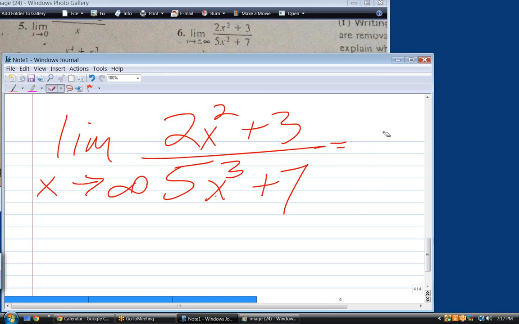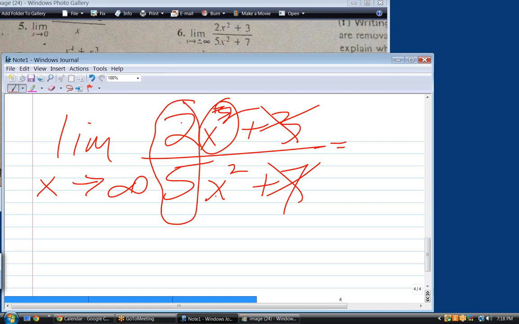If the top blows up and the bottom stays constant, what is this one going to? Infinity. Right. In other words, it's whatever is the greatest power is what rules. Since x cubed, and I don't even care about these numbers, those aren't even important. The only thing I care about is the highest degree polynomial. If it's in the numerator, the whole thing's going to infinity. If it's in the denominator, the whole thing's going to 0. If they are the same, then the whole thing is going to the ratio of those coefficients.